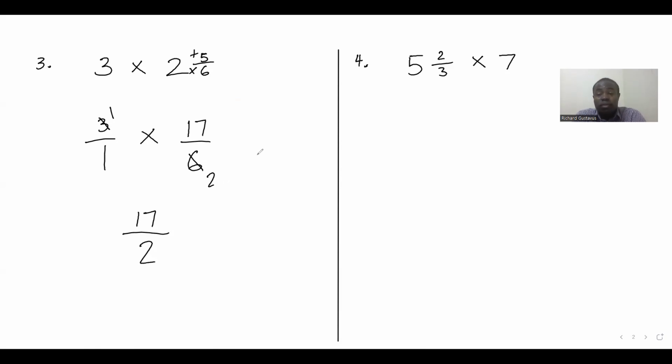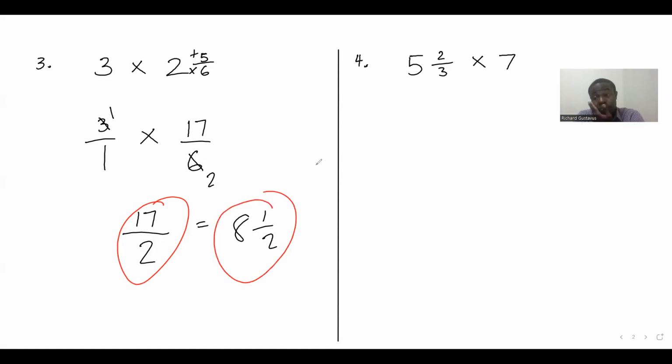Now, this is an improper fraction as well, and it can be converted to a mixed number by dividing, right? So 2 into 17, that goes 8 times, and then that would leave us with a remainder of 1, and then we put back our denominator, which is 2. So the answer to question 3 is simply 17 over 2 as an improper fraction, or 8 and 1/2 as a mixed number. Let's try number 4 now.